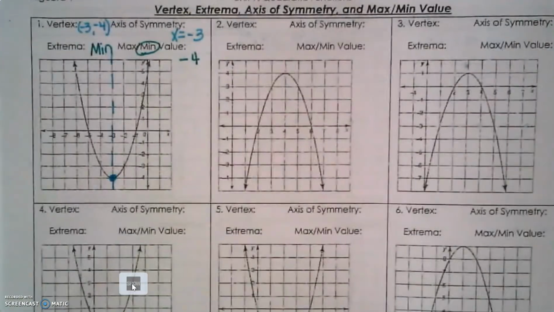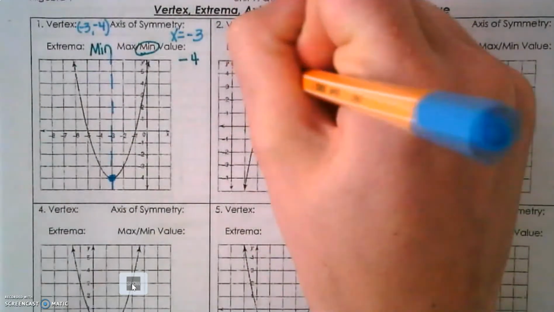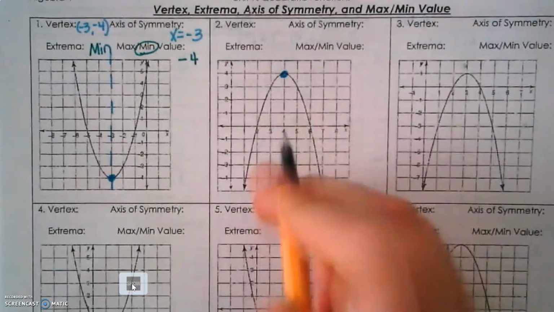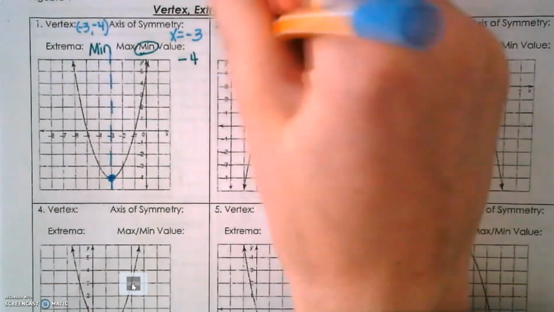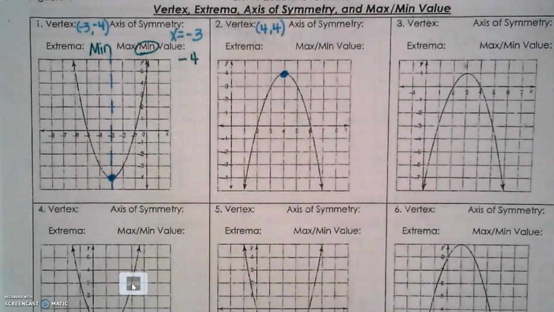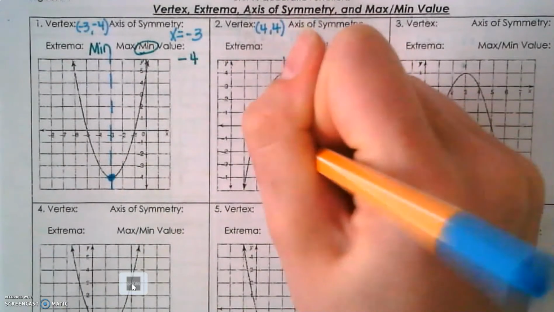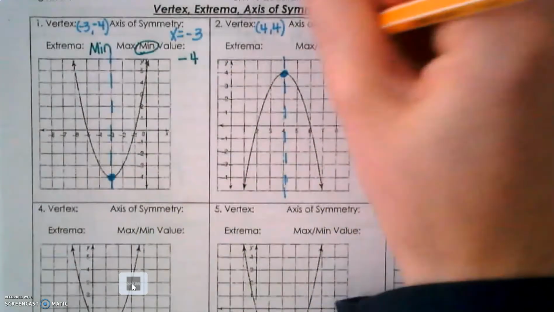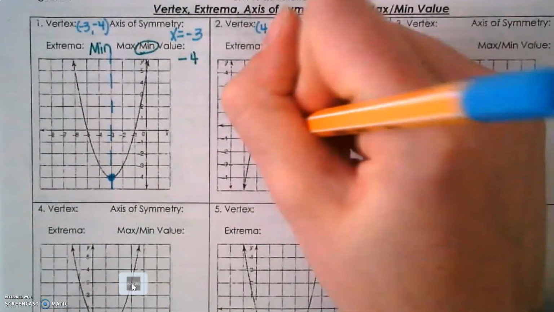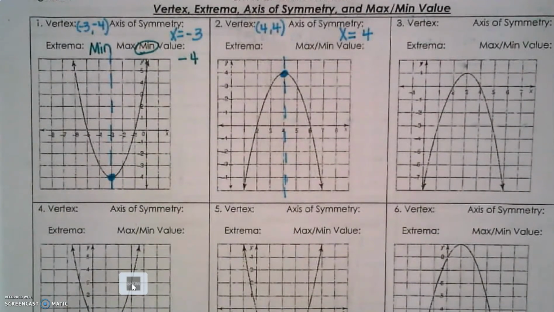Let's continue on with some more examples. Example 2, here's my vertex. So I'm going to write that ordered pair as 4, 4. My axis of symmetry is the imaginary line that cuts this parabola in half. Vertical lines are represented by x equals, and it's x equals the x value of my vertex.